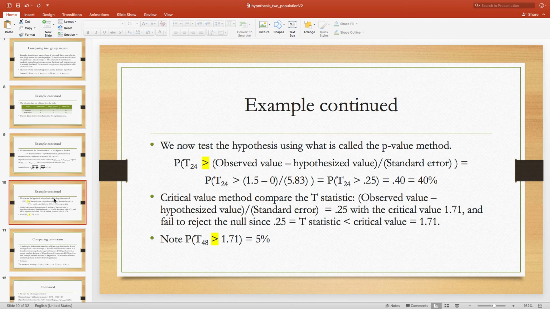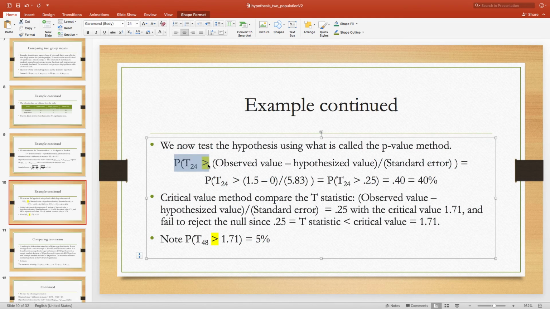Now we go ahead and test this hypothesis, and we use the p-value method. So here I'm going to use the greater than symbol, and that comes from the fact that the alternative is a greater than. That mean 1 is greater than mean 2. So I'm going to calculate the probability a t-distribution with 24 degrees of freedom is bigger than 1.5 divided by 5.83. That's 0.25. And that gives me a value of 0.40.